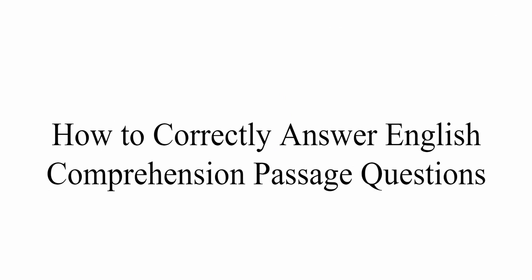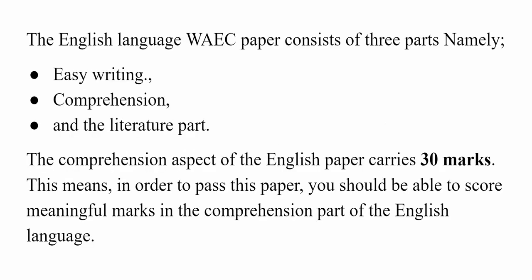In this video we are going to look at how to correctly answer English comprehension passage questions. The English language WAEC paper consists of 3 parts, namely essay writing, comprehension, and the literature aspect of the paper. The comprehension aspect of the English paper carries 30 marks. This means, in order to pass this paper, you should be able to score meaningful marks in the comprehension part of the English language.